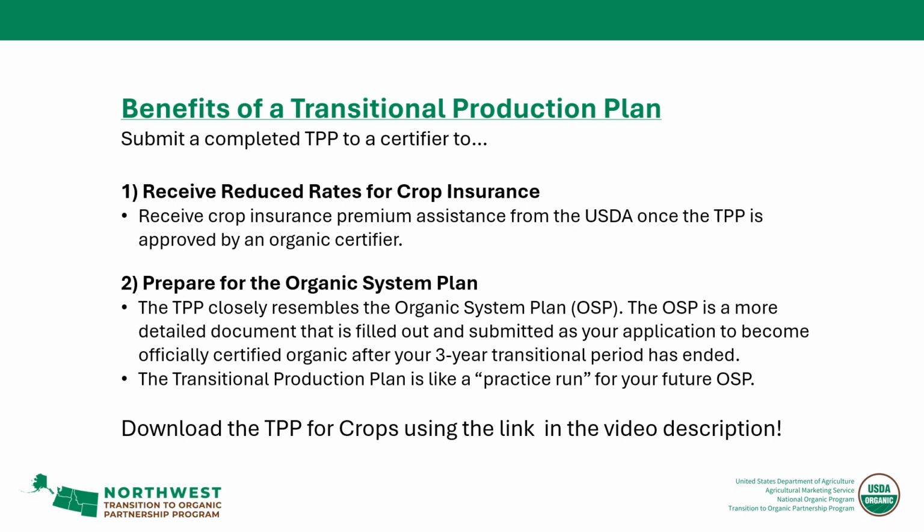If you are already eligible for organic certification, meaning you haven't had any prohibited substances applied to your land in the last 3 years, it is recommended to skip the TPP, as you have no need for a transitional period, and you can apply directly for organic certification instead. If you do want to complete a TPP, you can find the link to download a PDF version in the video description below.